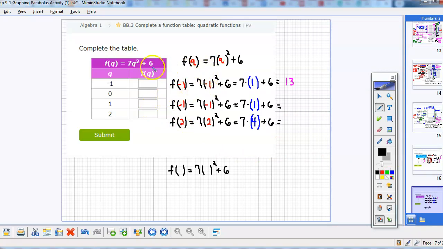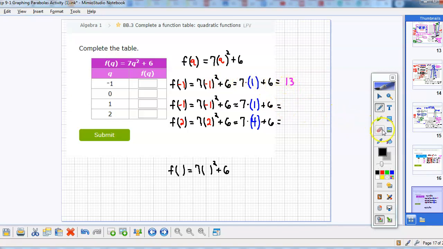Looking at another problem, sometimes they will require you to multiply. They'll have a coefficient out in front of the squared term. Here this is function f at q. Q is just our input variable. So we're going to go ahead and substitute a -1 into function f. When we do that, it's 7 times -1 squared. The order of operations says I have to take care of the exponents first. So -1 squared is 1. 7 times 1 is 7. 7 plus 6 is 13.